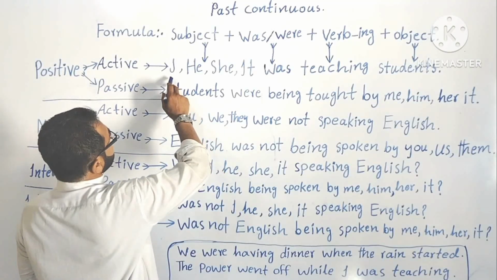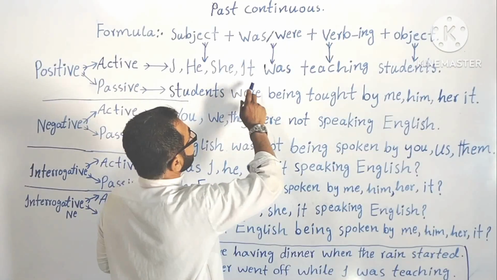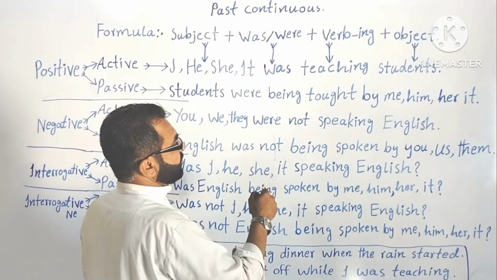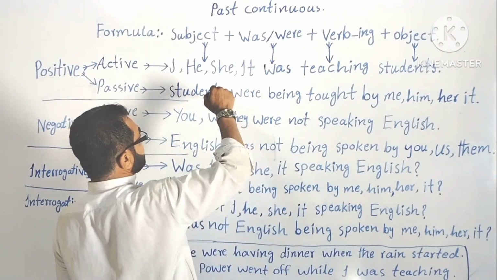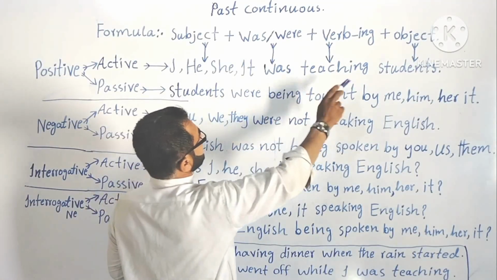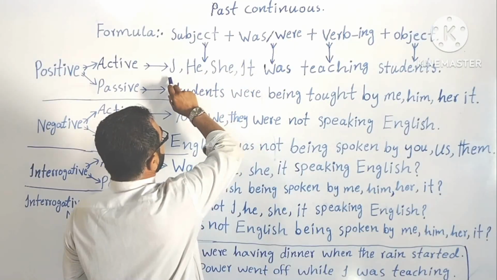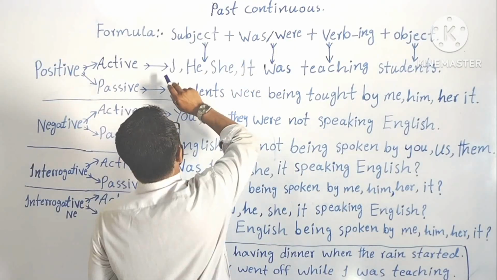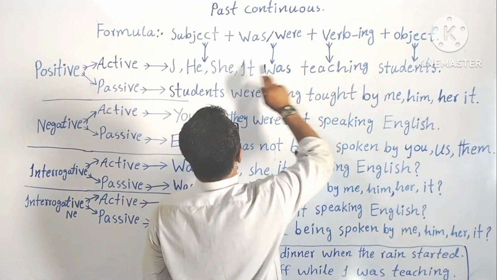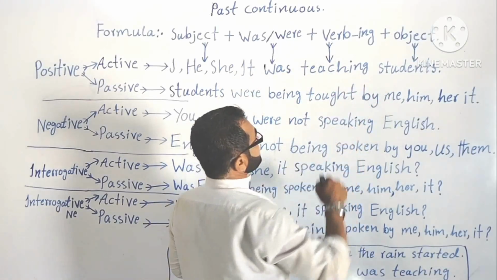Now, let's read it. I have written so many subjects here. You cannot make this mistake, because it's a trick to cover more and more place on the board. Otherwise, each subject needs a complete sentence. So that's why I have written them in short. I will make the sentences, and you will understand them very well. I was teaching students. He was teaching students. She was teaching students. It was teaching students.